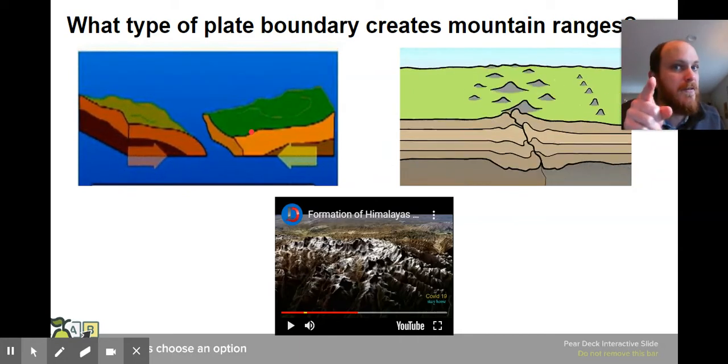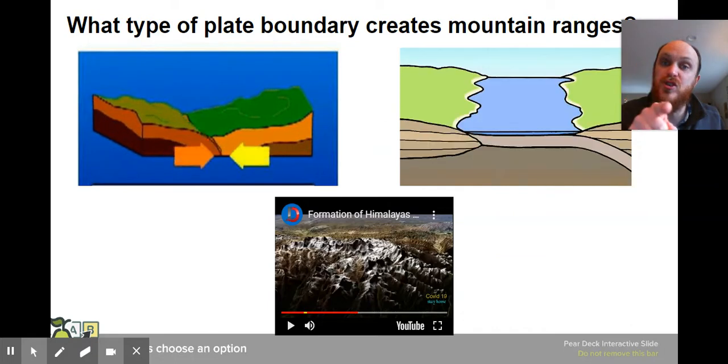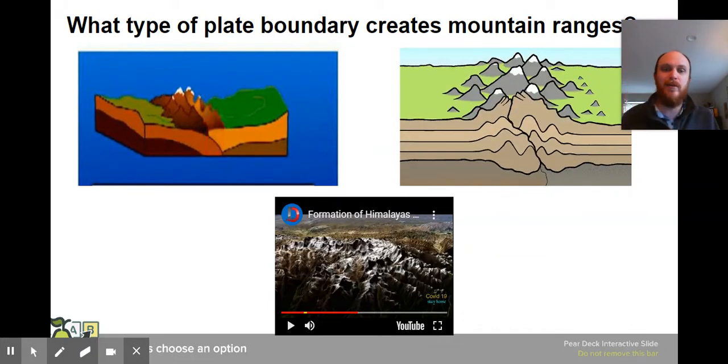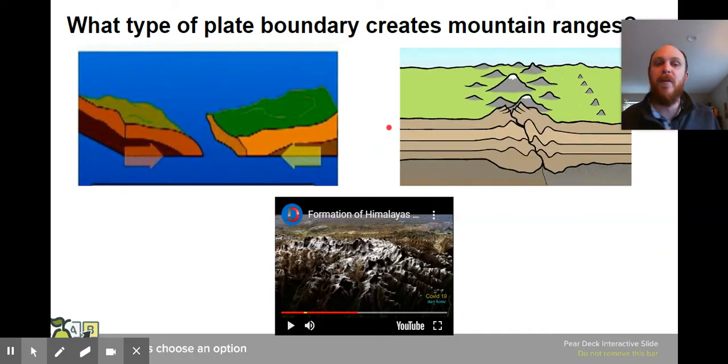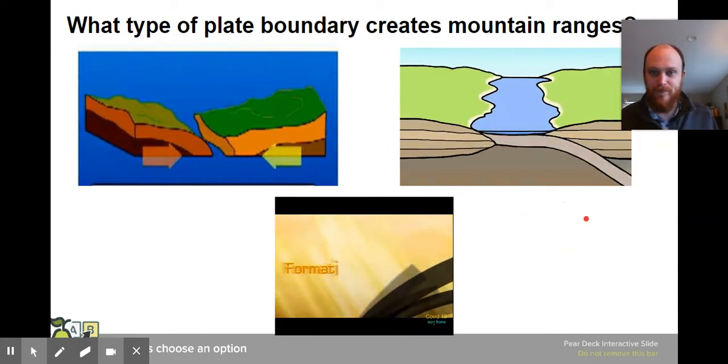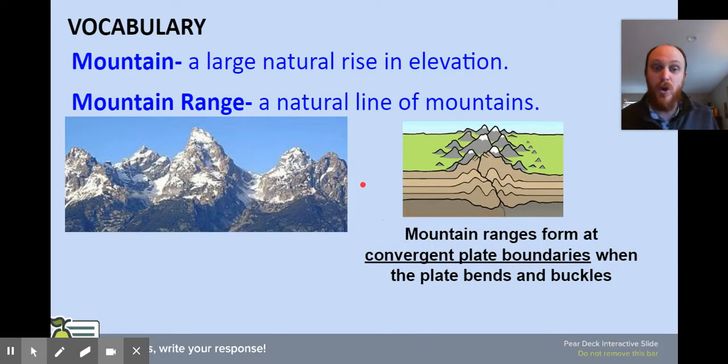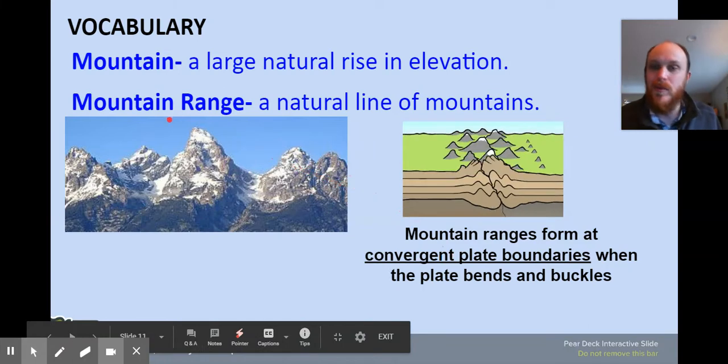Remind yourself, is that convergent, divergent, or transform? I'm not going to tell you. Go back and look that up. But that's the big idea of how mountains form. Whoa. So, actually, I told you right here on this slide, so it's cool.